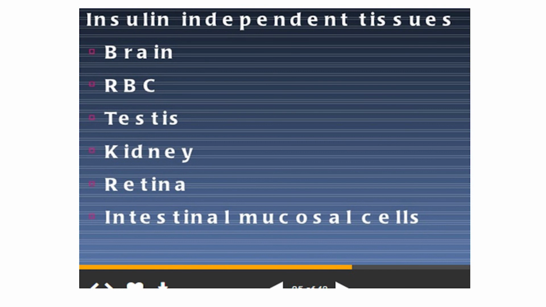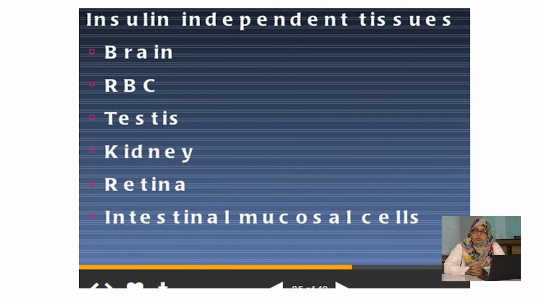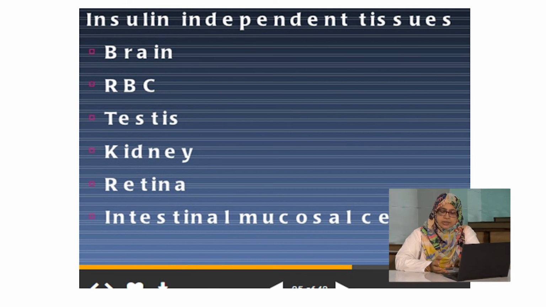Now, we are going to learn what the insulin independent cells are, that is, cells that do not need insulin to get glucose entry into the cell. These are the brain, RBC, testes, kidney, retina and intestinal mucosal cells.